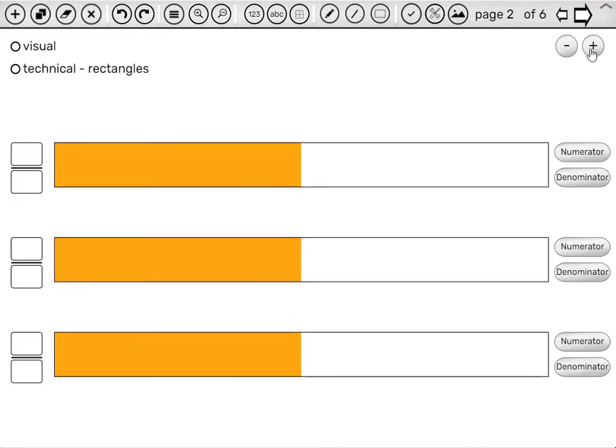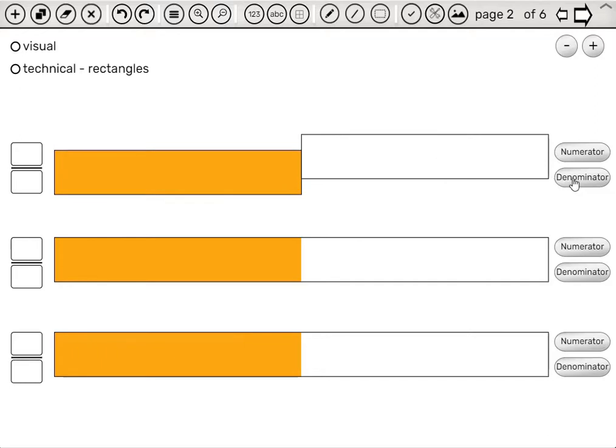Here we ask the students, what fraction does this top bar represent? The students will probably guess a half, and we can click the rectangle and expose the denominator and the numerator. And this indeed is a half.